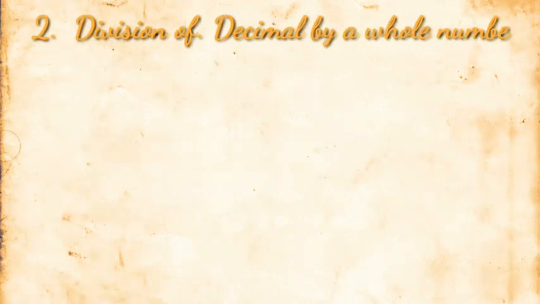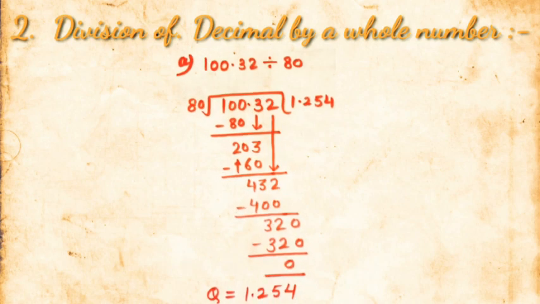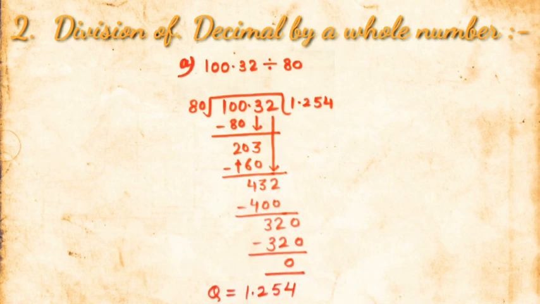Now, division of a decimal by a whole number. How do we divide a decimal by a whole number? Here the decimal will be only in the dividend and the divisor will be a whole number, so directly we can go for the division, as in 100.32 divided by 80. Read out the table of 80. 80 ones are 80. 80 will be below 100. 100 minus 80 is 20. Then next the decimal comes. Whenever the decimal comes, you have to insert the decimal in the quotient as well.